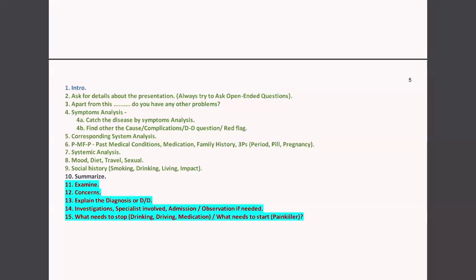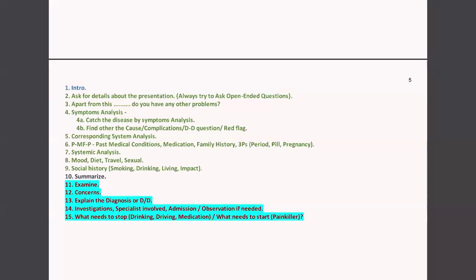For renal system, we used to ask about the water work, the amount, color, frothiness, any burning sensation while passing water work. And then the number 8 point, we tend to ask about the mood, diet, travel, and sexual history. For mood, we ask the patient, could you please describe your mood for last few days? They will describe their mood. We also ask about the diet. Do you follow any specific diet? Sometimes patient may follow a vegetarian diet.